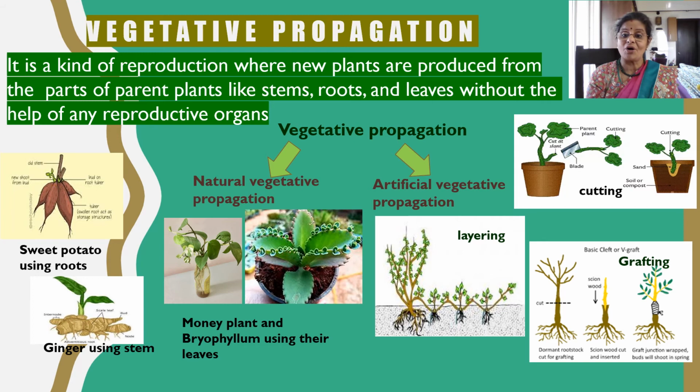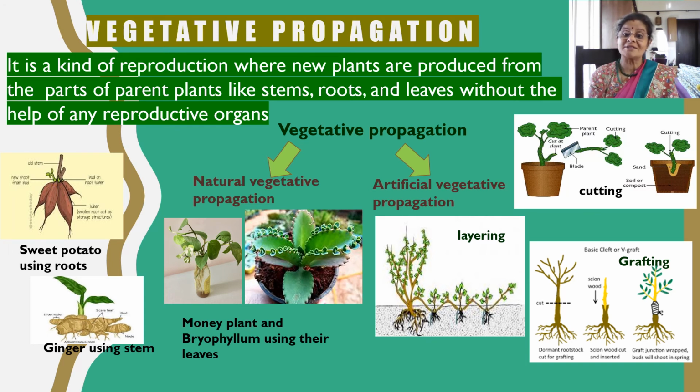Now, what are the advantages of vegetative propagation? For plants produced by vegetative propagation, the fruits and flowers grow faster and come earlier than in those grown from seeds. Also, vegetative propagation plants are genetically similar to their parent plants, so they help in maintaining useful characters of the parent plant. Also, this is a quicker method of propagating plants.